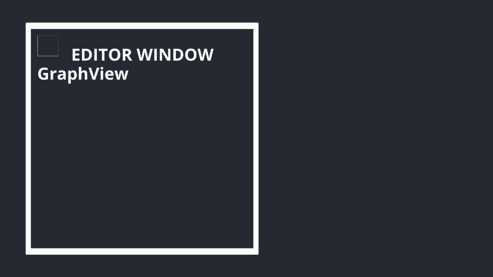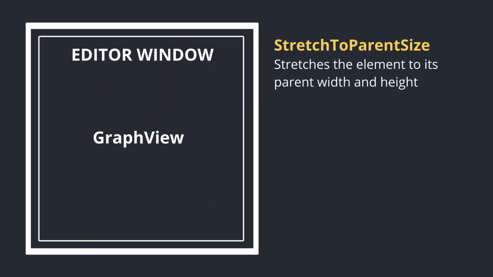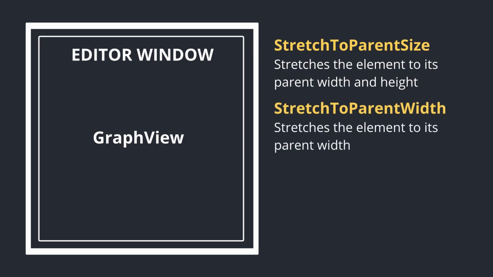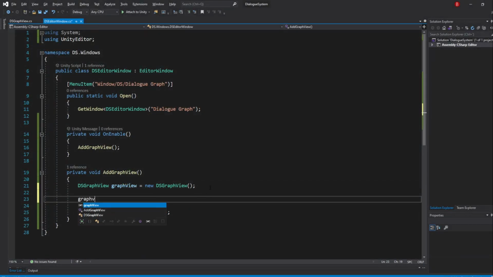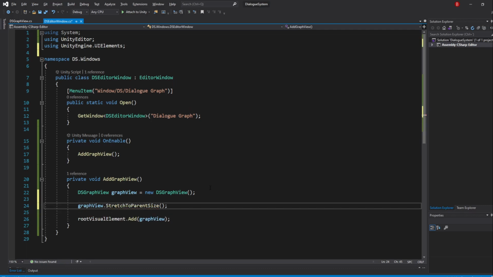Thankfully, we can use a method Unity provides called StretchToParentSize. There is also a StretchToParentWidth, but because we want both the width and the height, we'll go with the first one. So type in graphView.StretchToParentSize. If it doesn't recognize this method, make sure you are importing its namespace. This will make the GraphView stretch to the width and height of the editor window even if you resize it.